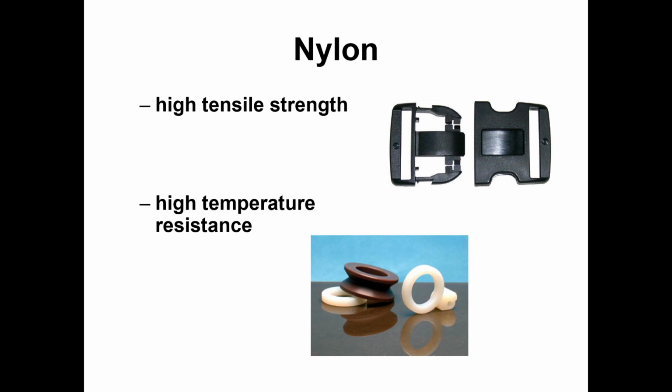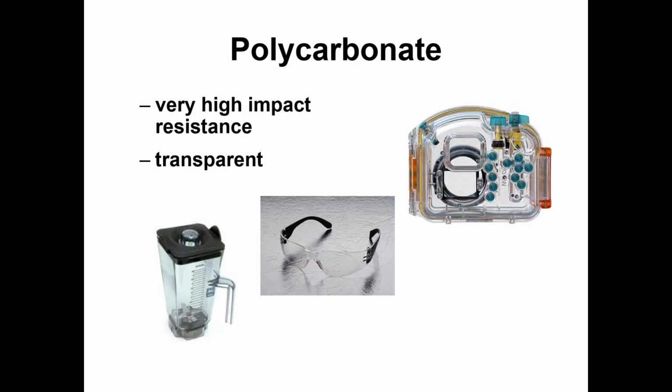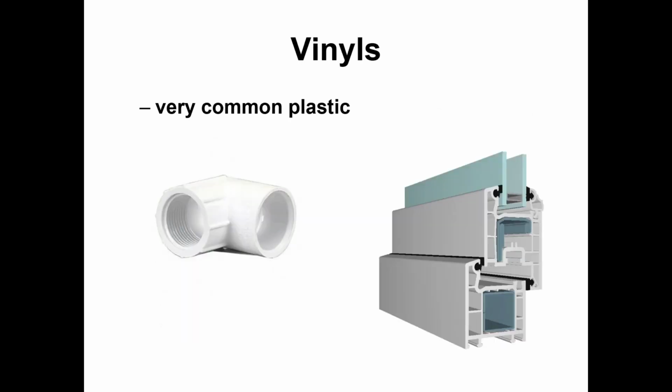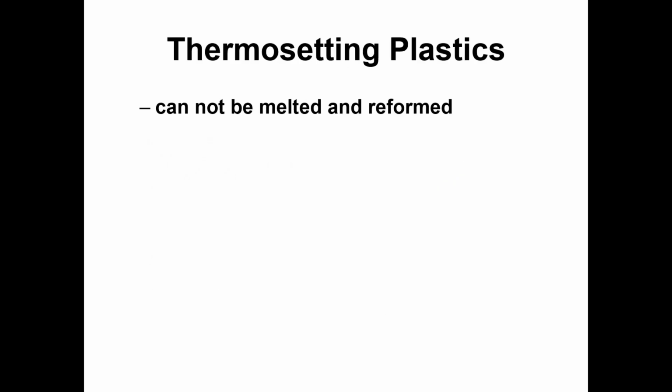I think it's somewhere around 350 degrees Fahrenheit that it starts to melt, something like that. Then there's polycarbonate. This is also one of the clearer plastics, and it also happens to be very tough. You can drop it, and it's resistant to cracking. Very high impact resistance. Then there's vinyl, or PVC, polyvinyl chloride. There's a kind of plumbing pipe made out of PVC, and windows are common. So that's a common plastic.